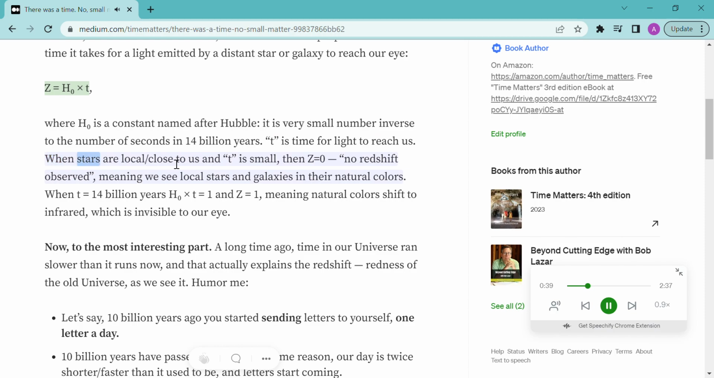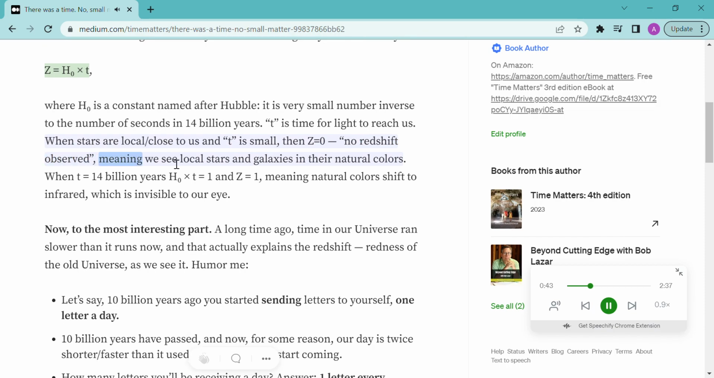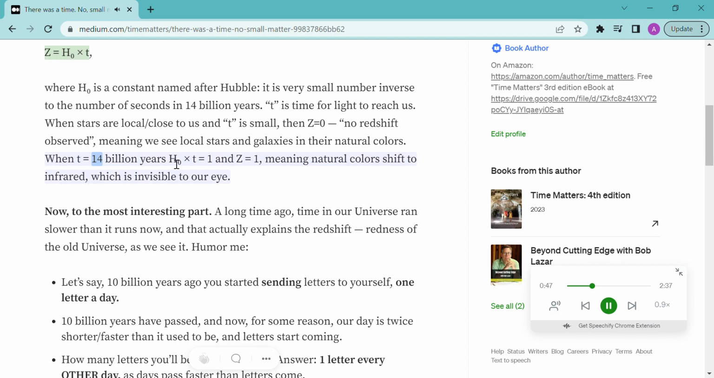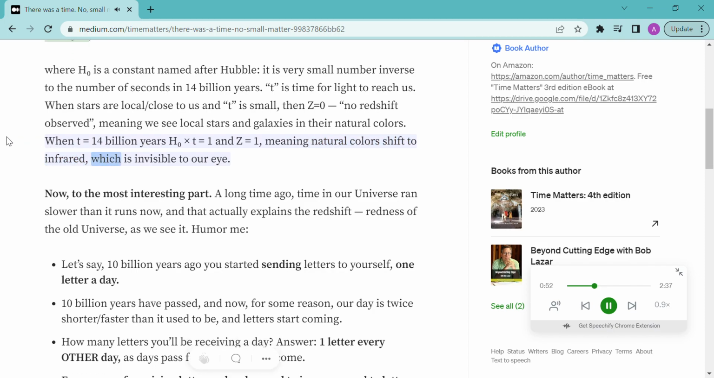When stars are local, close to us, and t is small, then z equals 0, no redshift observed, meaning we see local stars and galaxies in their natural colors. When t equals 14 billion years, H0 times t equals 1 and z equals 1, meaning natural colors shift to infrared, which is invisible to our eye.